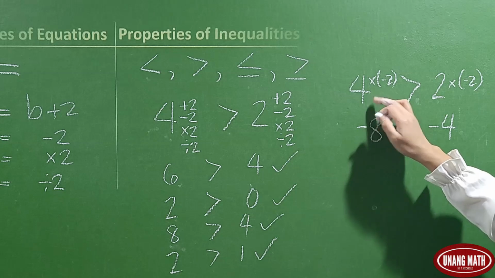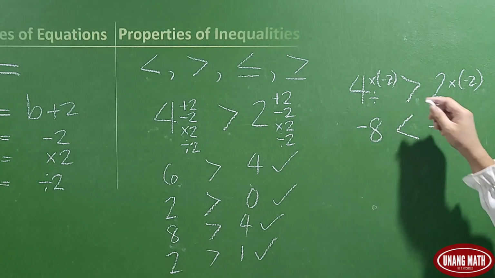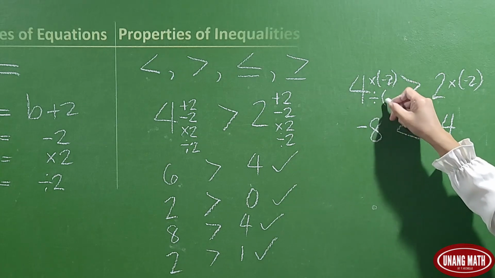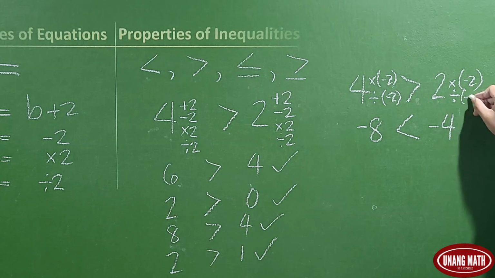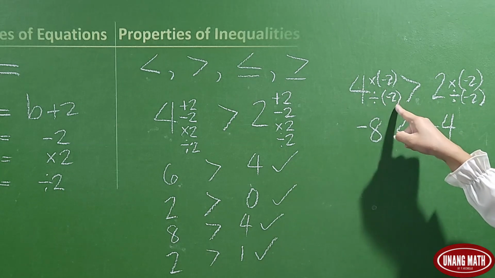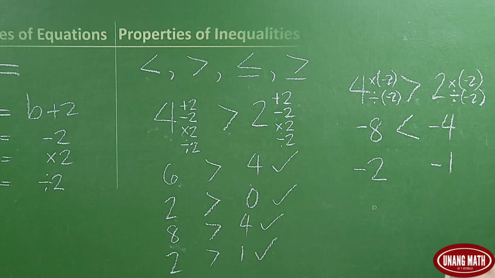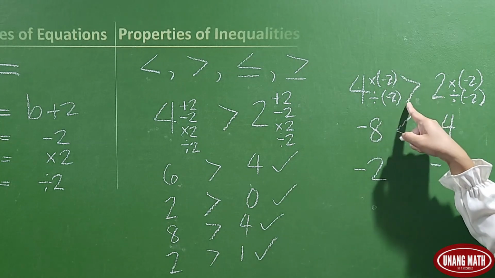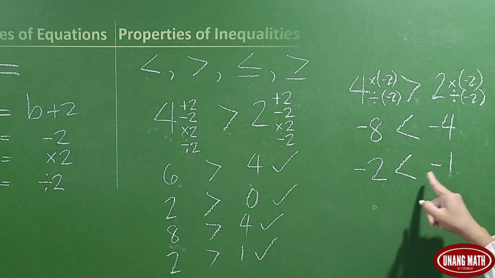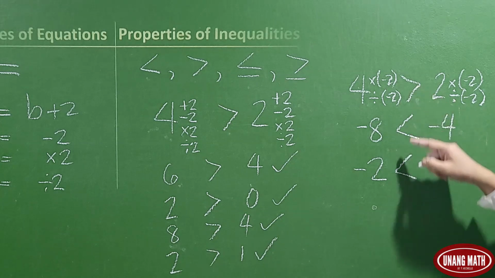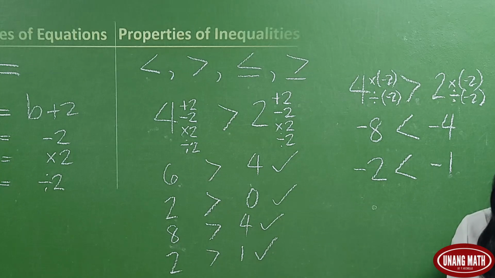Okay, what about if we divide a negative number on both sides of the inequality? So let's say 4 divided by negative 2. Here is 2 divided by negative 2. So 4 divided by negative 2 is negative 2, and 2 divided by negative 2 is negative 1. Negative 2 is not greater than negative 1, but it's less than negative 1. So our inequality symbol reverses or changes.